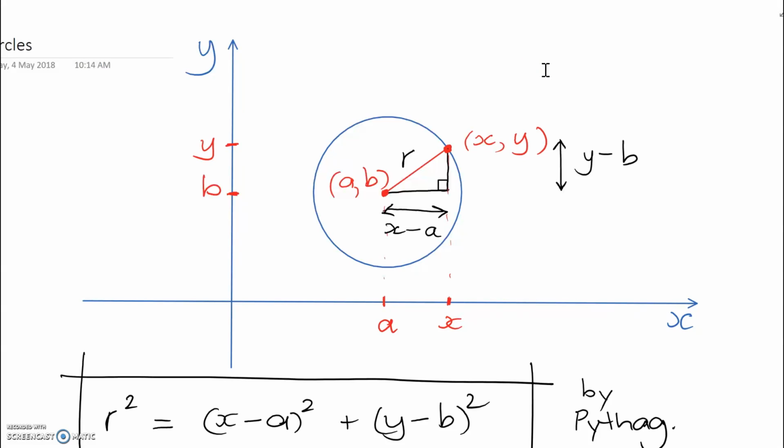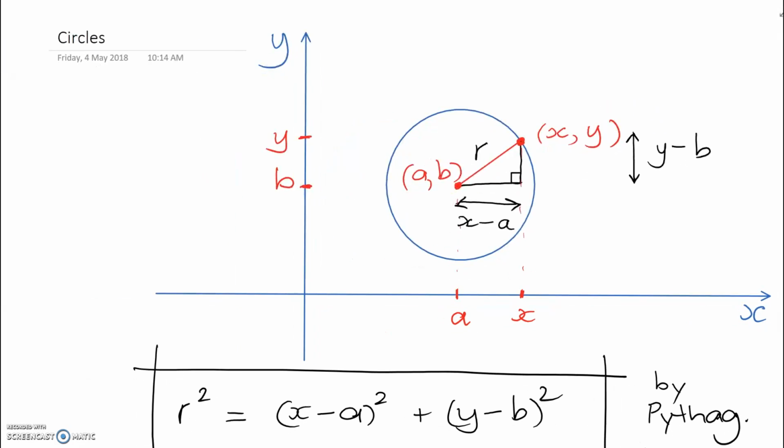Okay, so we're going to look at circles. See if I can move this across. There we go. Now circles are studied in this part of the functions and graphs course, and it relates to Pythagoras' theorem. So I've drawn a circle there.